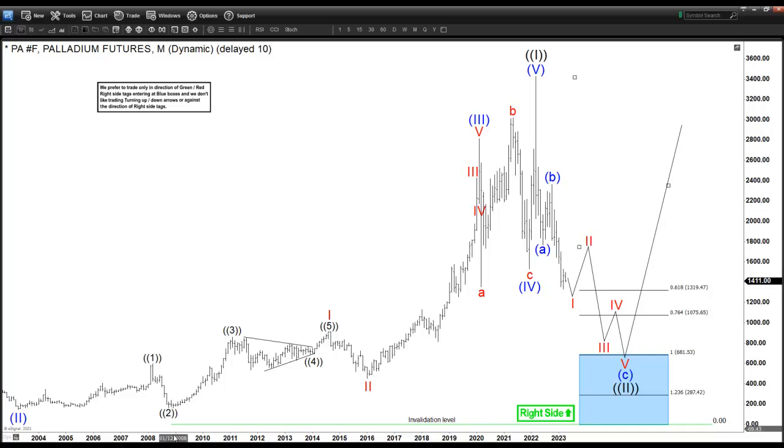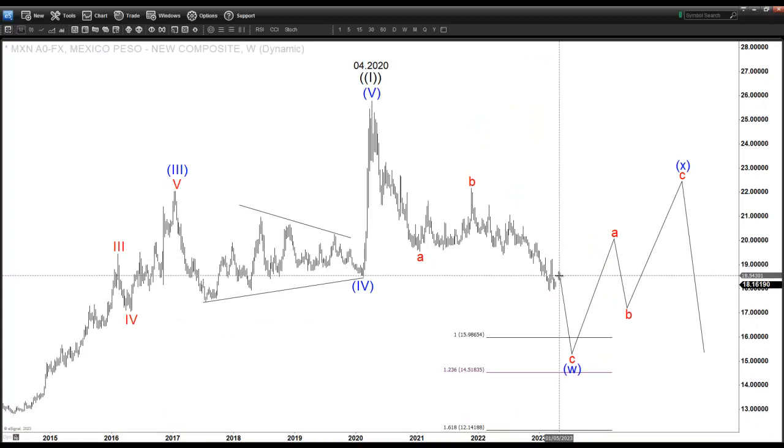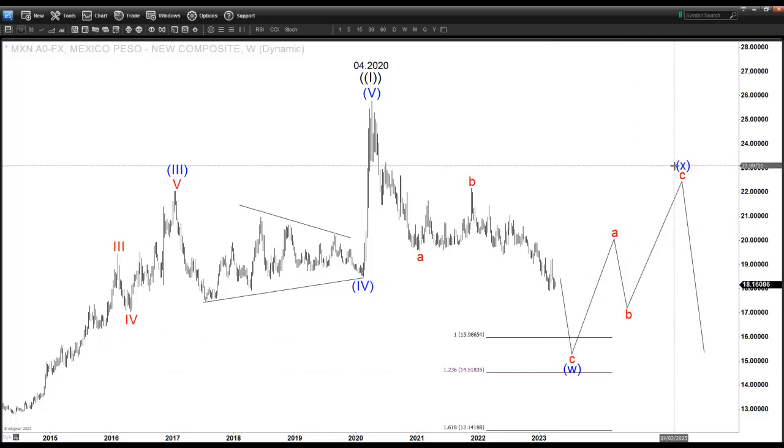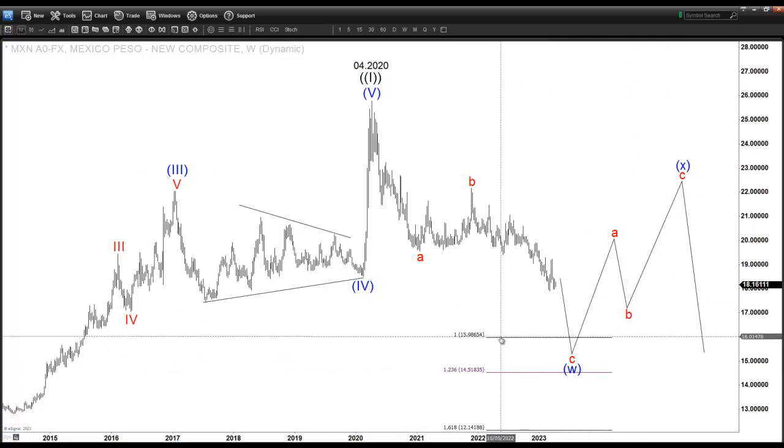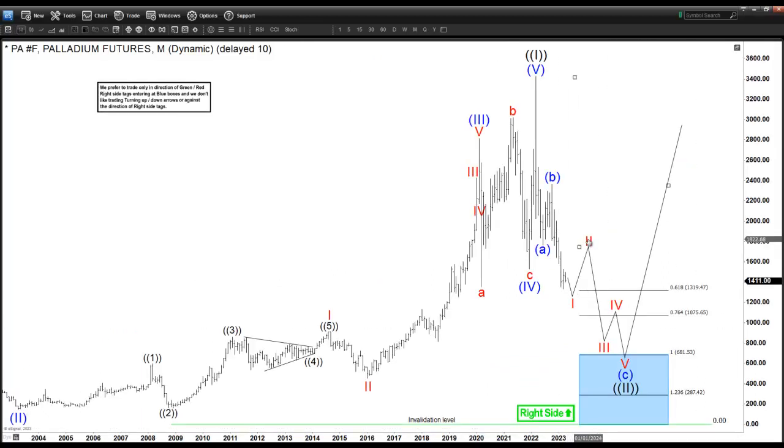This bounce here should ideally take the USD Mexican peso to this equal legs, and when it reaches this area, we should see a bounce in the dollar against the peso from that area. That means the US dollar index should also get supported, and this 3-wave bounce here should produce another 3 swings lower in the Palladium futures, and should take it towards equal legs of the blue AB down from this peak, and that should present an excellent buying opportunity.